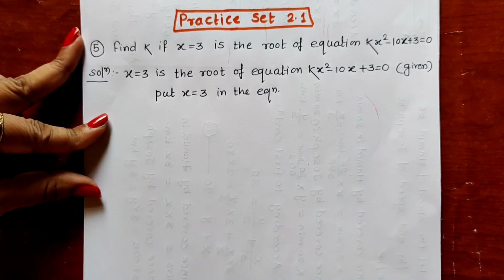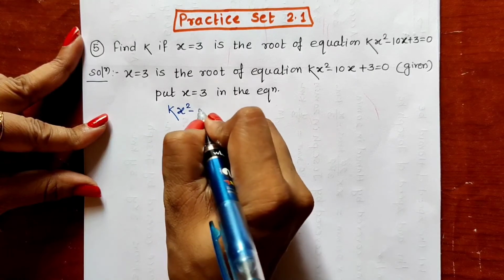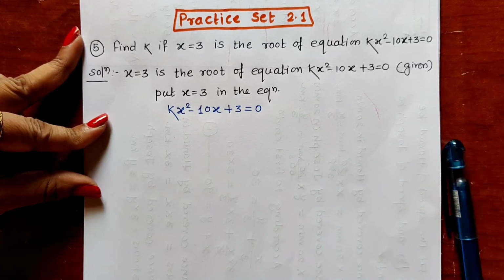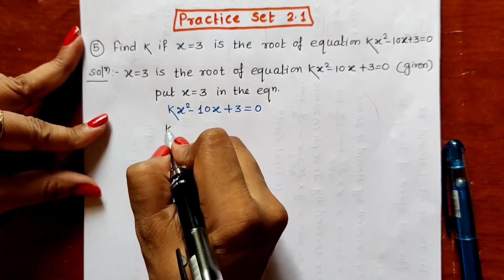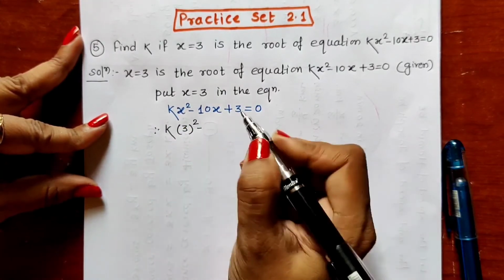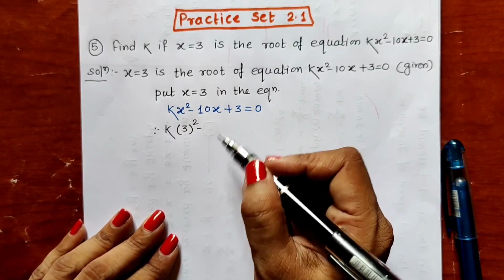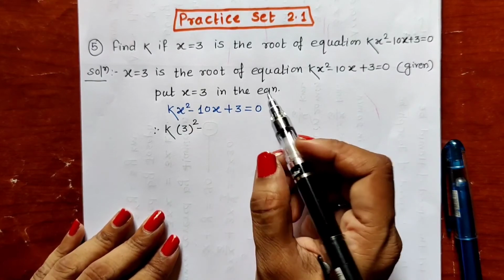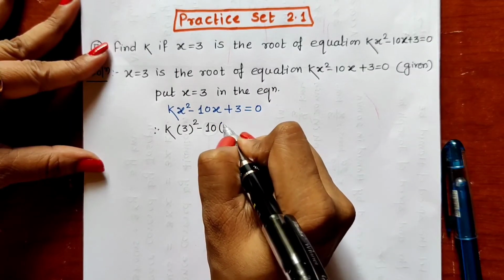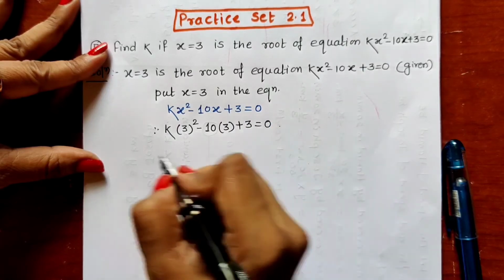So in place of x, we will be writing 3. First write the equation as it is. Small k x square minus 10x plus 3 equal to 0. Now in place of x, we are going to write 3. K as it is, we will have to write. In place of x, we write 3 and square is as it is. So only in place of x, we are going to write 3. Other variables, other numbers, constant, we have to write as it is, no change. Only in place of x, we are going to write 3. 10x means 10 into 3 plus 3 as it is equal to 0.